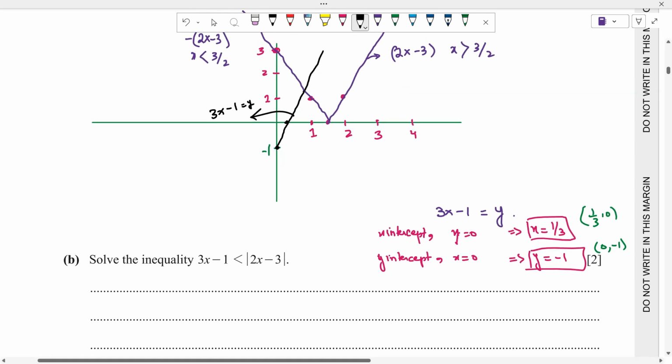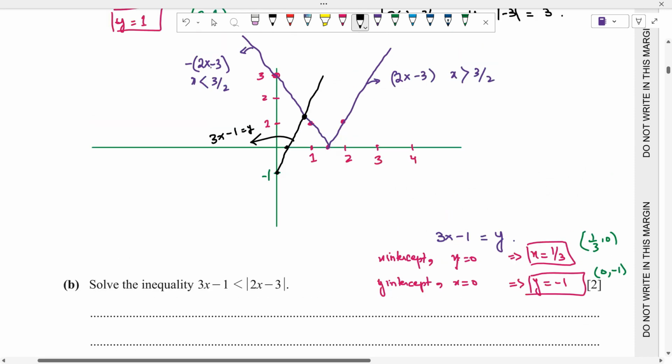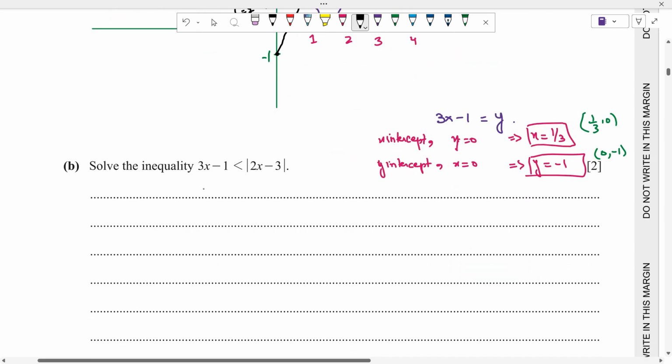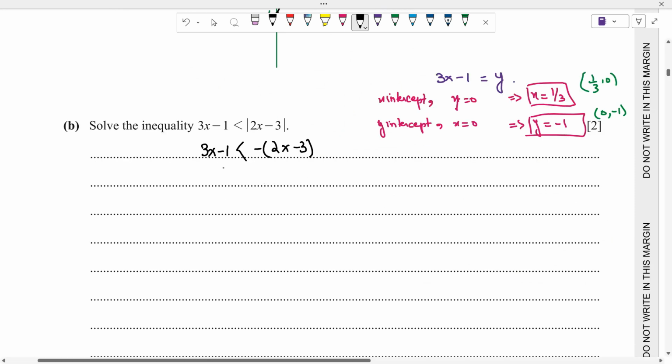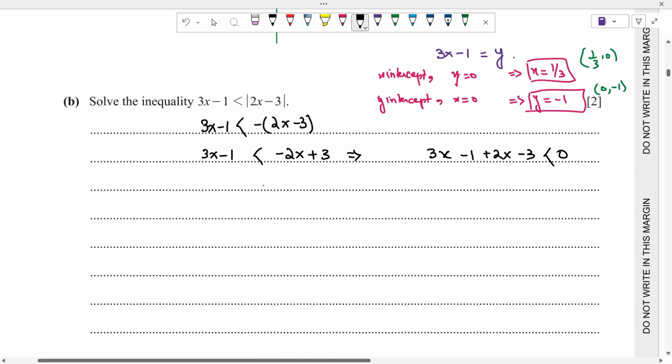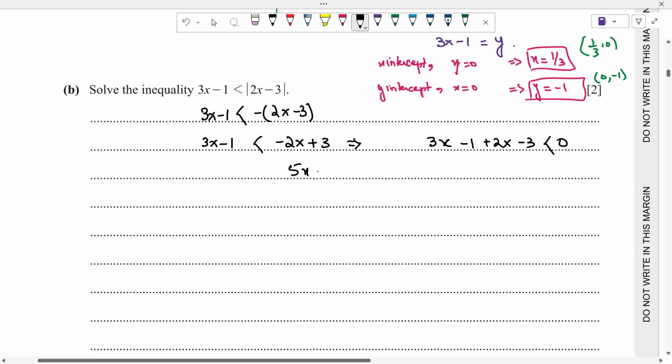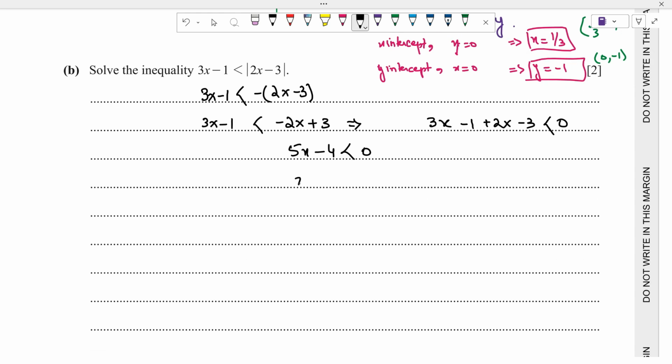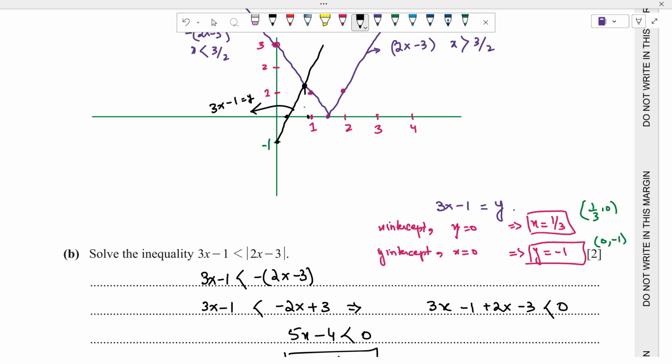So we can see that the intersecting point lies on the negative of 2x minus 3. So we can say that 3x minus 1 is less than negative (2x minus 3). Further solving, we have 3x minus 1 less than negative 2x plus 3. Further solving, we have 3x minus 1 plus 2x minus 3 less than 0. So in this case, we have 5x minus 4 less than 0, and x is less than 4 over 5. This point is 4 over 5.